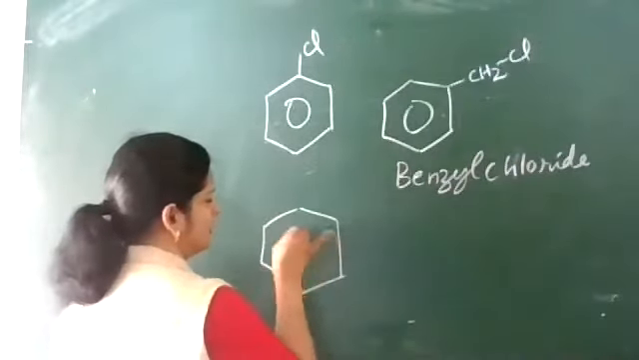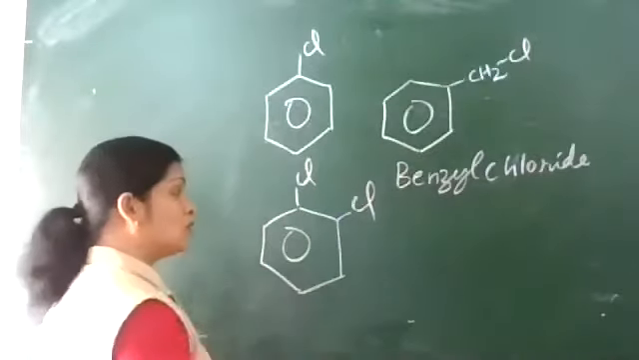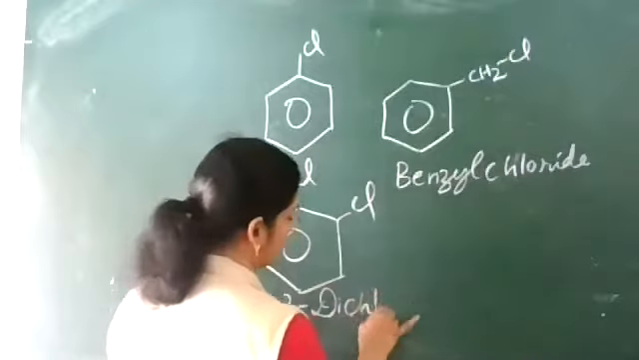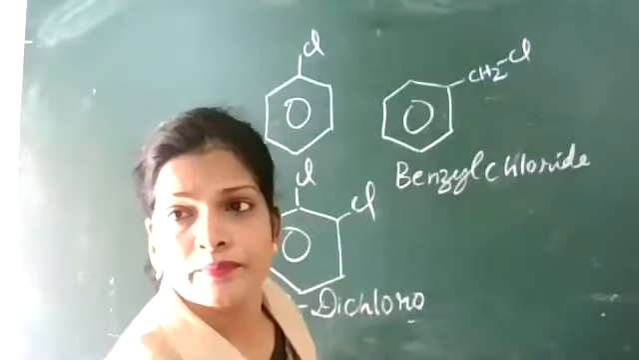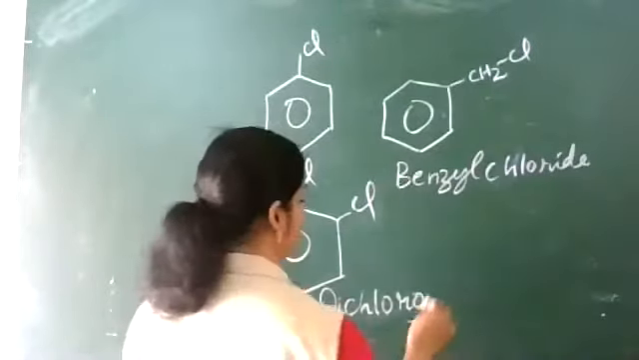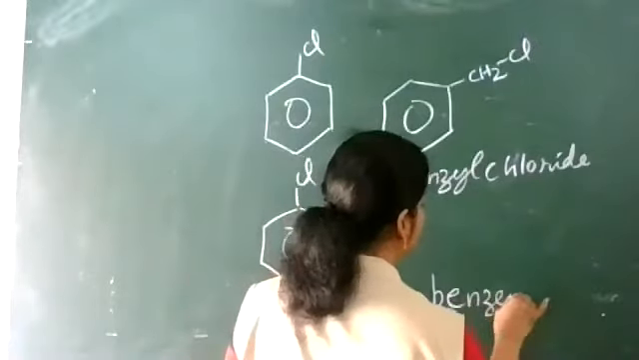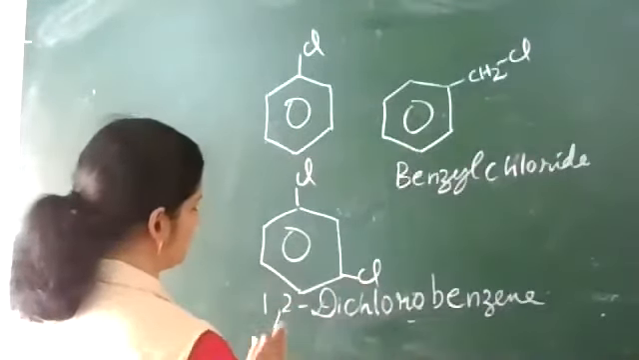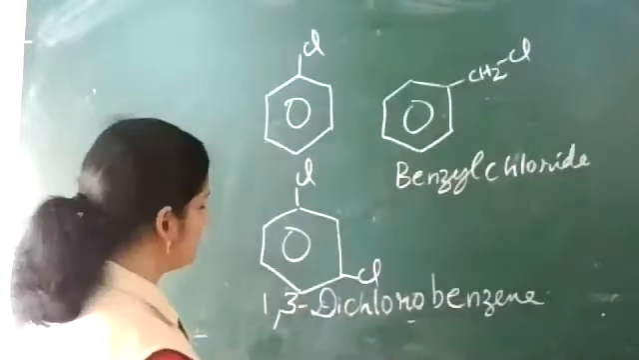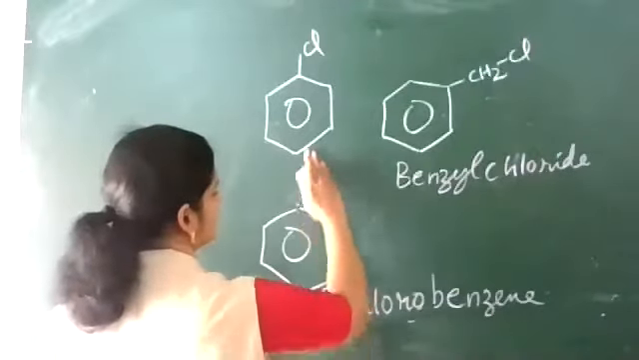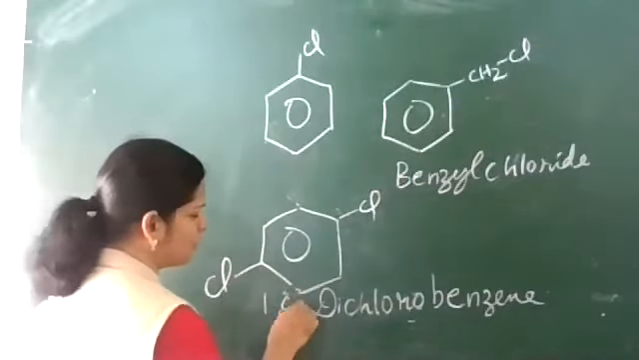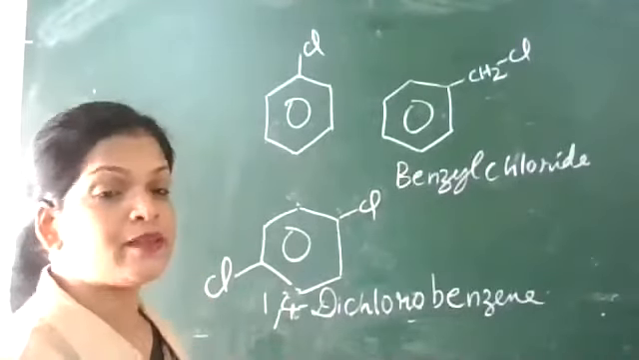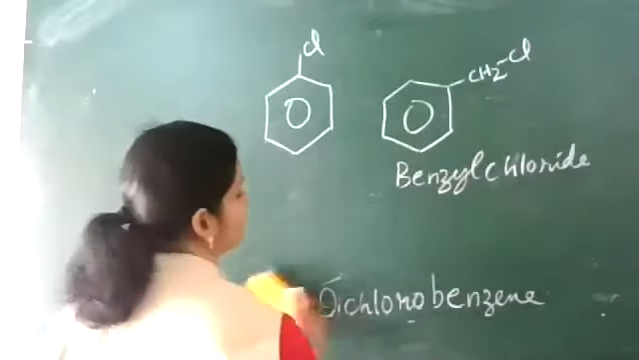On the benzene ring, if two chlorine atoms are at ortho positions, we call it 1,2-dichlorobenzene. Suppose the chlorines are at this position, we call it 1,3-dichlorobenzene. If they are at opposite positions, like this Cl and Cl, it is 1,4-dichlorobenzene, para-dichlorobenzene. So 1,2 is ortho, 1,3 meta, 1,4 para-dichlorobenzene.